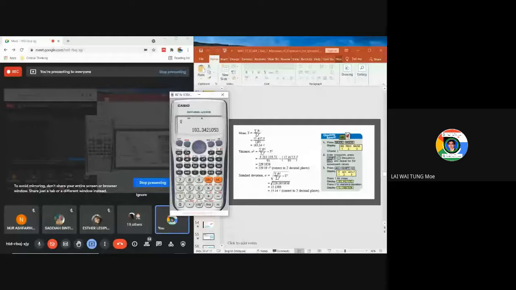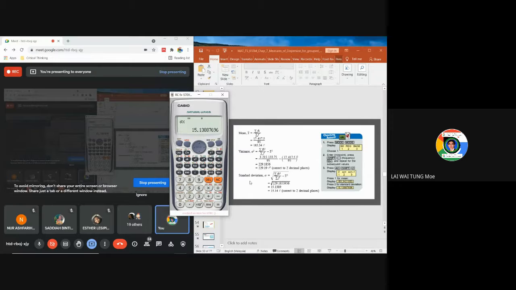Next, we go again to shift 1 and then number 4. This time number 3. Can you see this symbol? This is actually the standard deviation symbol. So I press number 3 and press equal. This is my answer for standard deviation, 15.1388, which is correct because rounded off to 2 decimal places it is 15.14. So it's actually the same.